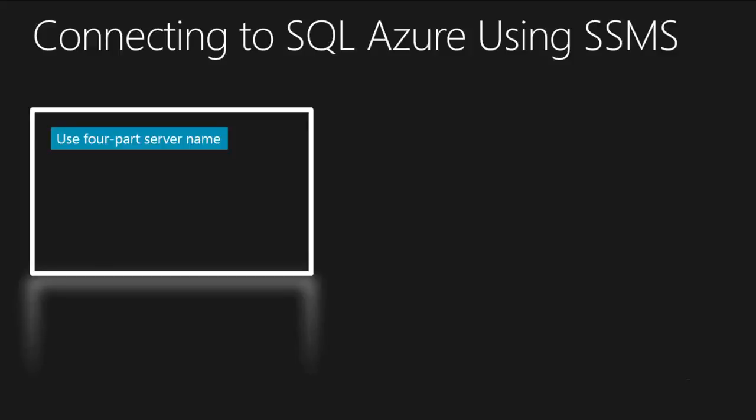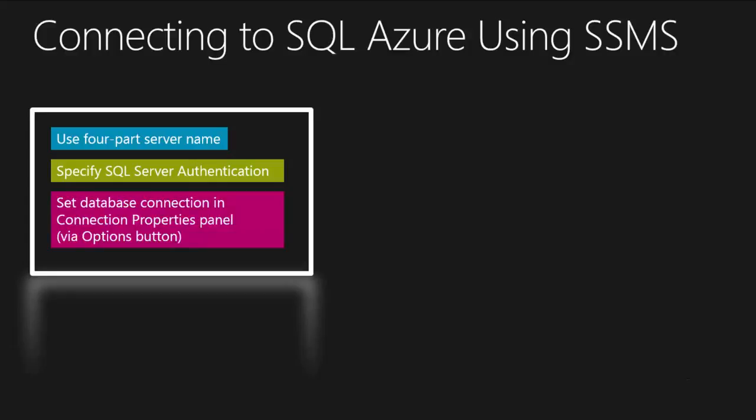You need to specify the SQL Azure server's four-part name while connecting to it. And in the authentication box, you need to choose SQL Server Authentication because connecting to SQL Azure using Windows Authentication is not supported. By default, you will connect to the master database. So to connect to a user database instead, click the Options button to expand the Connect to Server box and reveal the Connections Properties panel, which you can use to enter the name of the desired database.